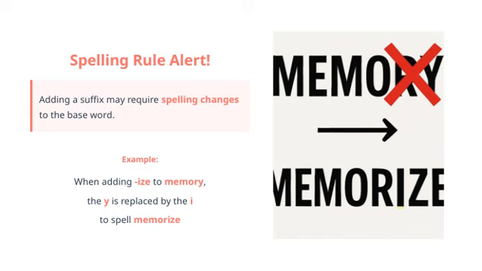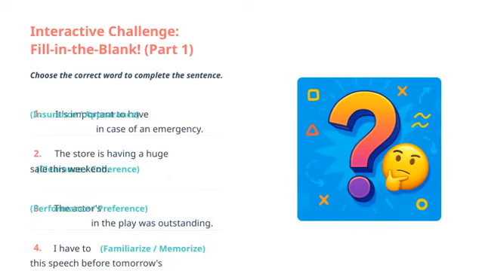It's important to remember that adding a suffix like ist might require us to make spelling adjustments to the base word. And that's what this spelling rule alert is all about, being aware of these small but important spelling changes to keep our words correct and consistent. Let's go through this slide step by step.